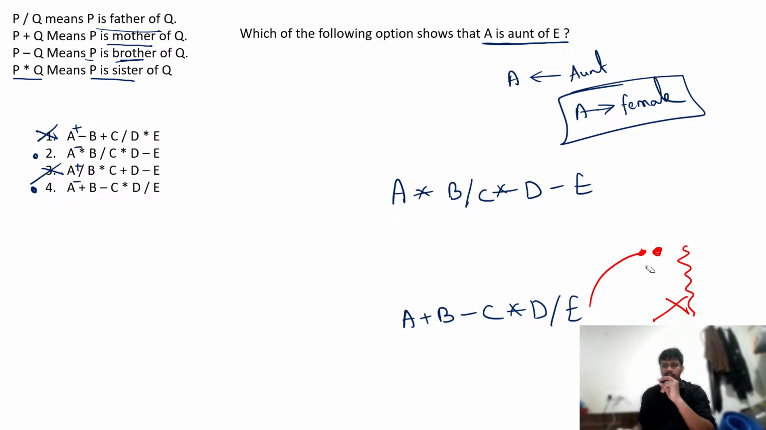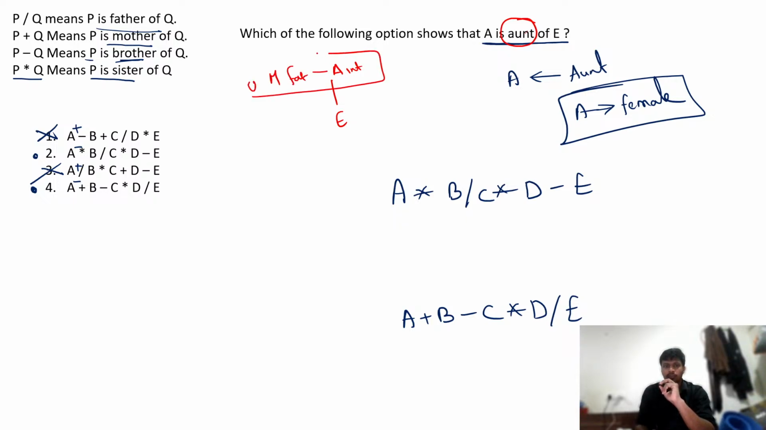I am going to eliminate these extra parts. Now see, there is one more clue in the problem, that is aunt. A is aunt of E means there will be a gap between A and E. How many generations? Only 1 generation. Because your aunt is going to be with your father, mother, uncle, all will be of 1 generation. You are going to come after them. That means there will be 1 generation gap between aunt and you. So you just need to check for the options where you are having 1 generation gap.